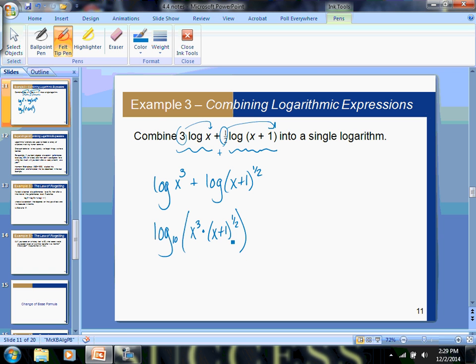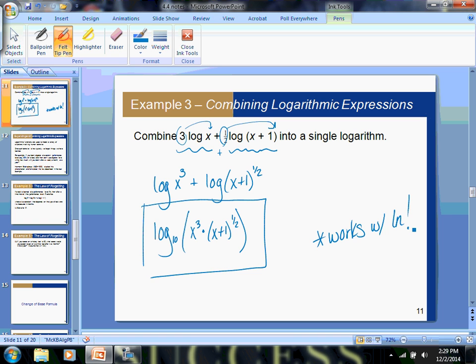And if you want to use 2 sizes of parentheses, you can. If you wanted to use brackets as the bigger parentheses, that's probably better, a little bit more official. But that's pretty much all we can do there to combine it together. Okay. And this is going to work with the natural logs too.